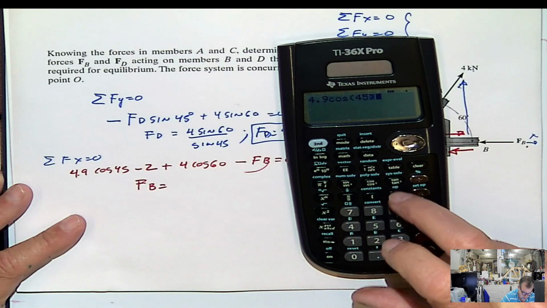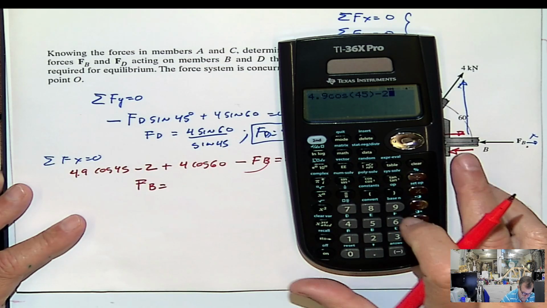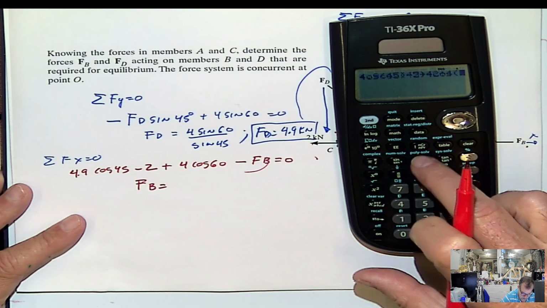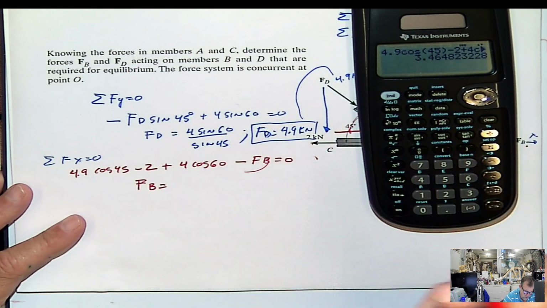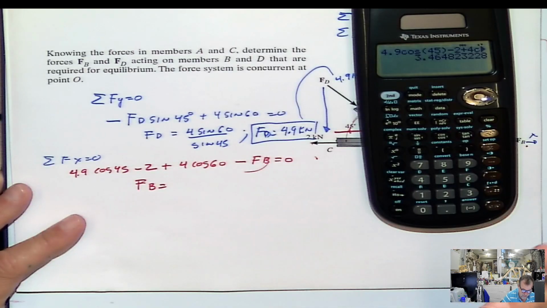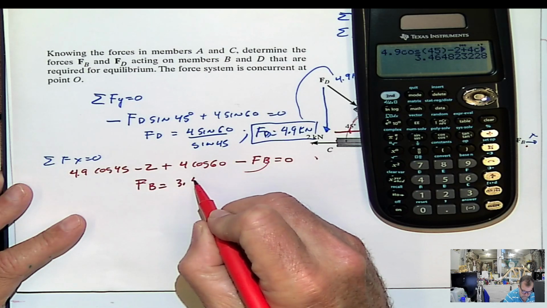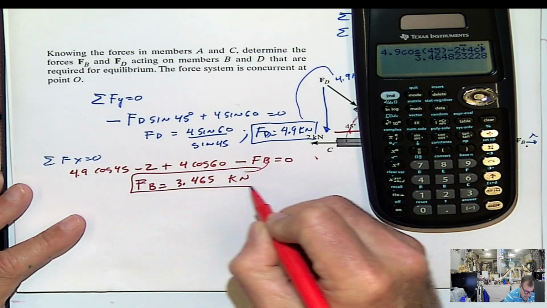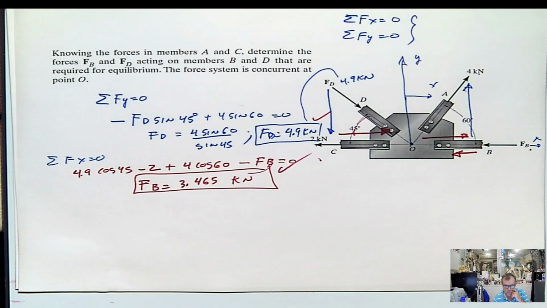4.9 cosine 45, or I didn't close minus 2 plus 4 cosine 60. Probably I didn't close the parenthesis. Yeah, there you go. How did I know it was wrong? Because the number was too small. So FB is 3.465 kilonewton, and those are our two unknowns that we could solve really easily by doing that.